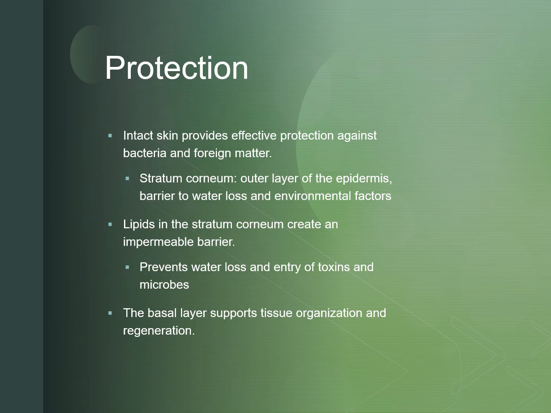So the skin's most important role is going to be protection, and it acts as a barrier against bacteria, toxins, and injury. We have our stratum corneum, our outermost layer of the epidermis. This is a primary protective layer. It's made of dead, tightly packed cells and lipids. It prevents water loss and dehydration, and it blocks environmental threats.